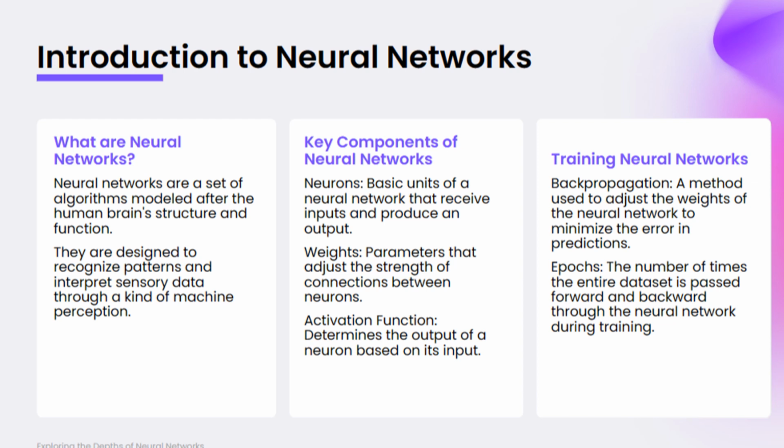First, what are neural networks? Neural networks are a set of algorithms modeled after the human brain's structure and function. They are designed to recognize patterns and interpret sensory data through a kind of machine perception. So basically, neural networks are trying to copy the neuron in our brain.